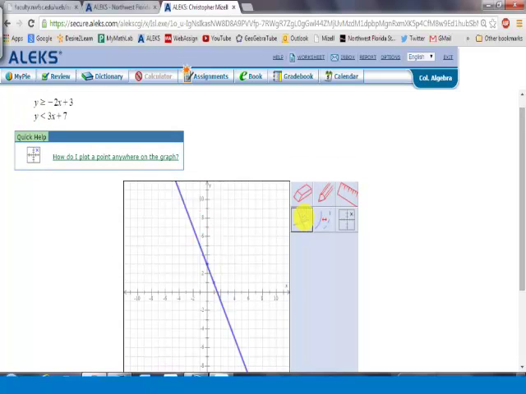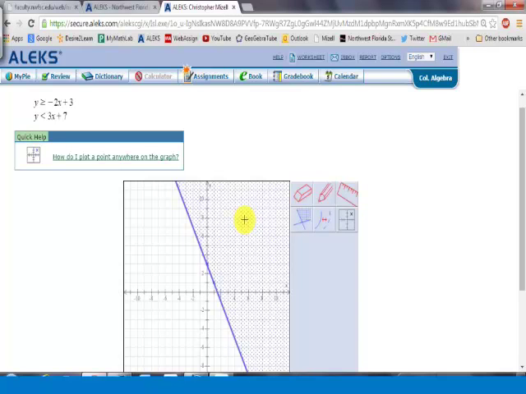Are we going to shade above or below this line? Above. We can trust the direction the equality symbol is pointing because it's in slope-intercept form. So we'll shade above this line.